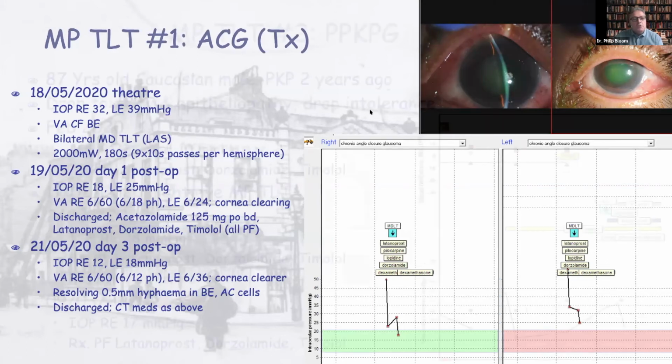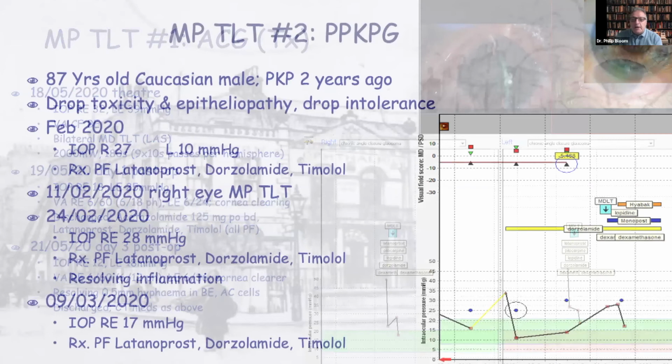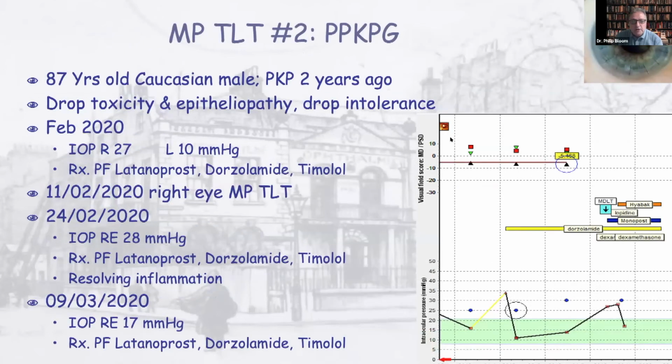Another case, post-penetrating keratoplasty glaucoma. This was an 87-year-old Caucasian male who'd had a full-thickness graft 2 years ago. Very intolerant of medication, raised pressure, and we wanted to avoid any incisional surgery, so we performed the MicroPulse laser treatment with really very gratifying effects. This here is 6 weeks follow-up. And again, here is the image showing that the pressures responded following the laser treatment.